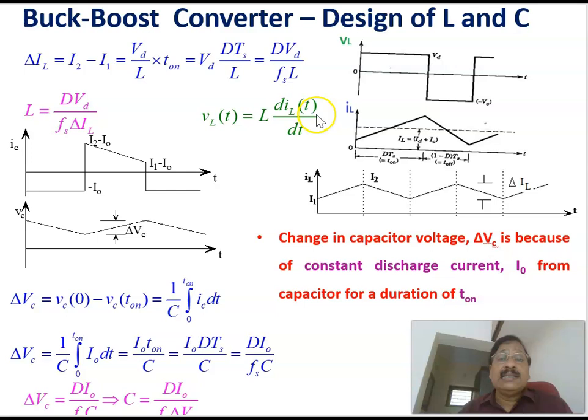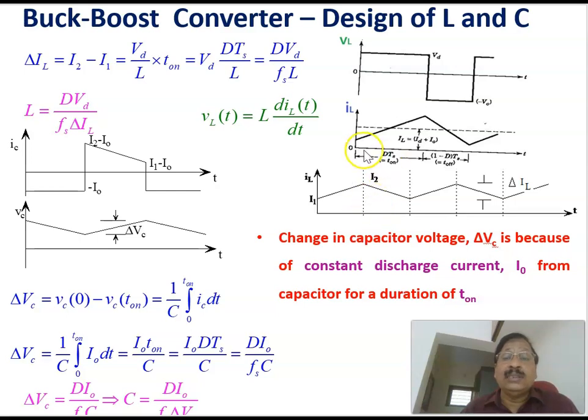Now let us see the design of the inductance value of the buck-boost converter: design of inductance L and the capacitance C. This is the current through the inductor and this is the voltage across the inductor. The change in inductor current is represented here, going from I1 to I2.